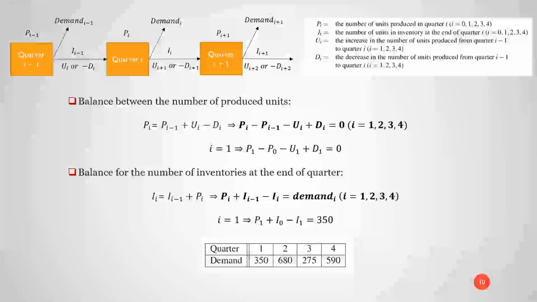Here, pay attention that UI or DI has already been included in the PI using the first type of constraint. So only the ending inventory will suffice. Now, developing the model would be easily done.